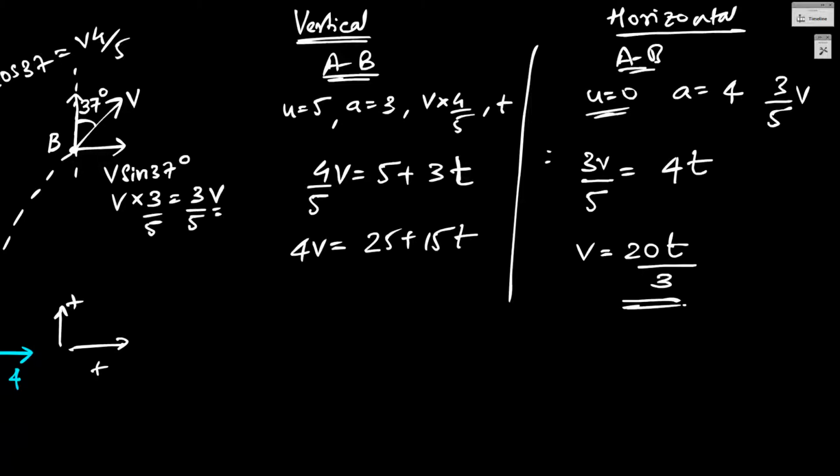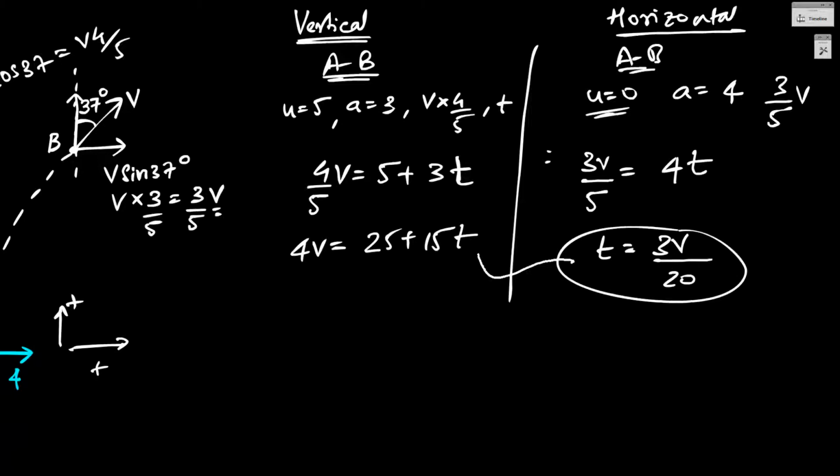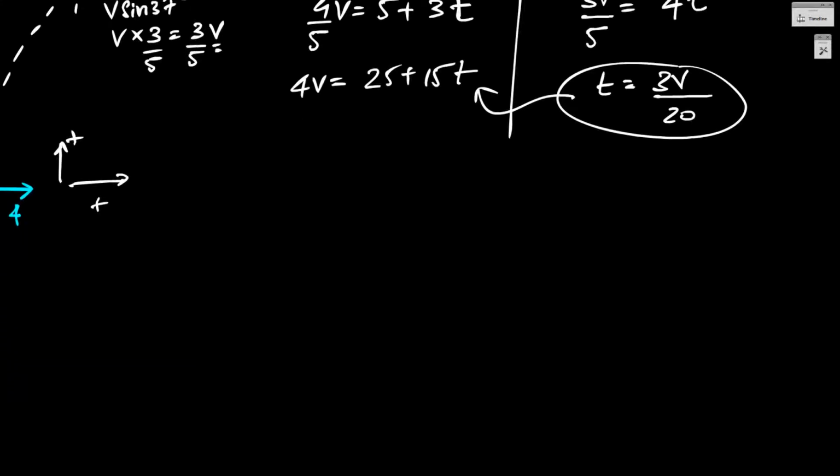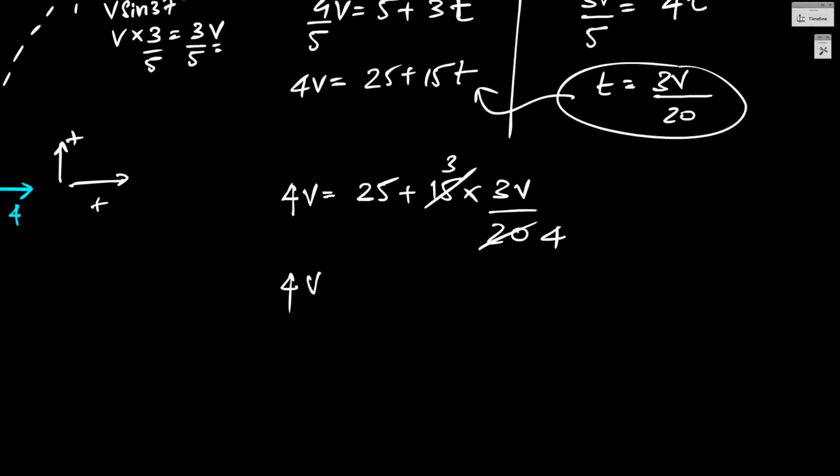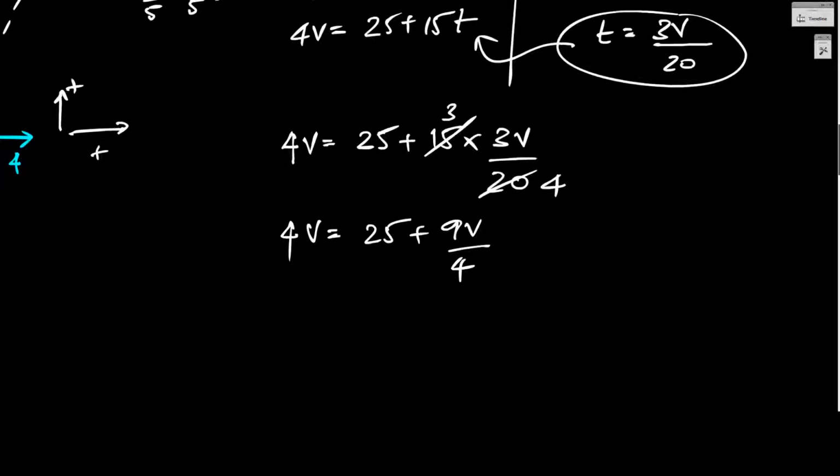What I can do, no, let's not do it for V. Let's calculate T from this equation and substitute in the other equation. So T equal to 3V by 20. And let's substitute this over here. So 4V equals 25 plus 15 times 3V by 20. 5 threes, 5 goes 4 times. So we have 4V equals 25 plus 9V by 4, and now we are almost done because this is just algebra. Let's calculate that quickly, shall we?